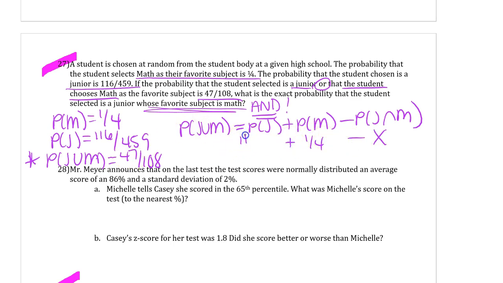So junior was 1/16 out of 459. 47 out of 108. And at that point, guys, it's just to solve for x. You should get x equals 31 out of 459. Okay? And that's the work you would show there, and you would just do that in your calculator.